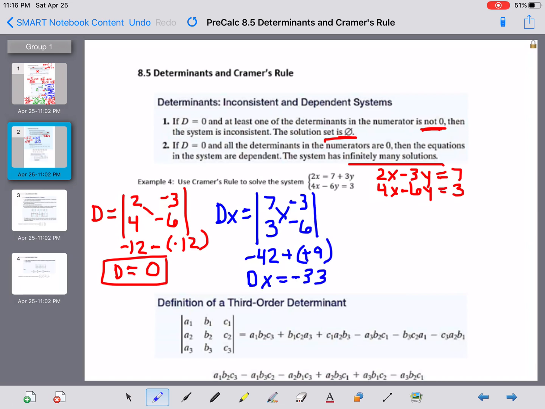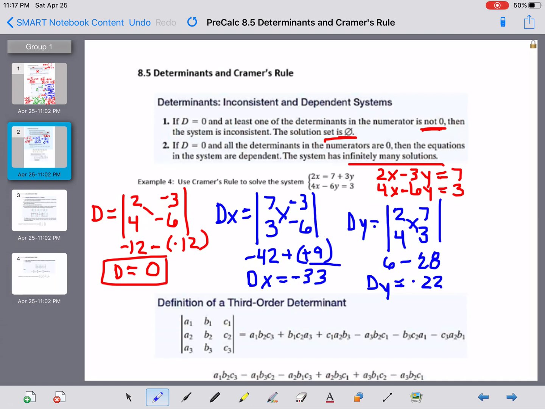And just so we can have this, I'm going to go ahead and also get my dy, although I pretty much know what my answer is going to be. For dy, again, I would leave my x column as is, 2 and 4, and replace my y column with the answers, so 7 and 3, and go ahead and get my determinant. I get 6 minus my back diagonal of 28, and I get my dy equals negative 22. Because my d is 0, my dx is negative 33, and my dy is negative 22, I have the first scenario where not all of them are zeros, so I definitely get no solution here.